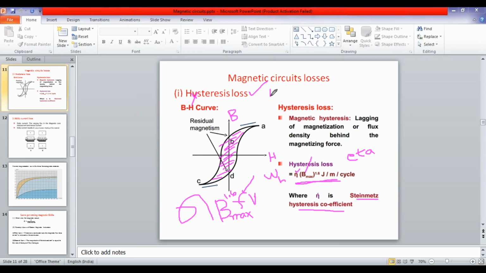That is flux density B versus magnetic field intensity H. So that's why this curve can be called the BH curve also. It is called the BH loop curve. Based upon this BH loop curve also, we will solve some problems afterwards. So this is the first loss taking place, that is hysteresis loss.